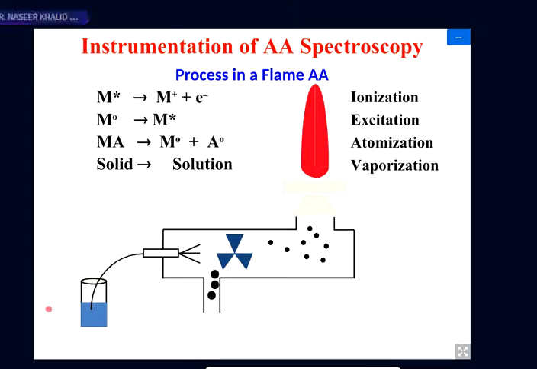Now, there is a question: how can we produce aerosol? Aerosol is the production. This is your solution, and here, this is the atomizer. This is your question, and this is the answer. And this is liquid. We are spraying this liquid.